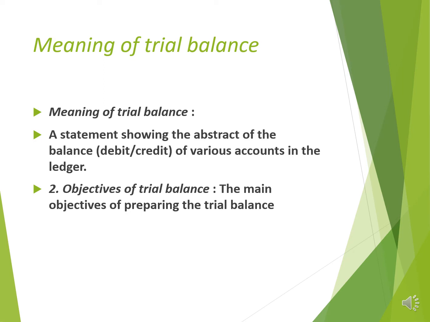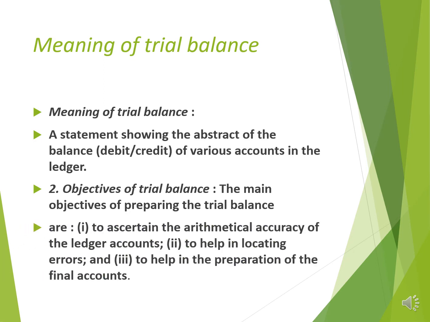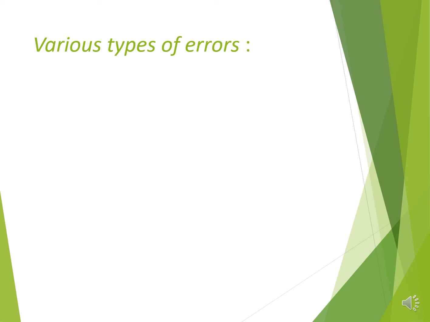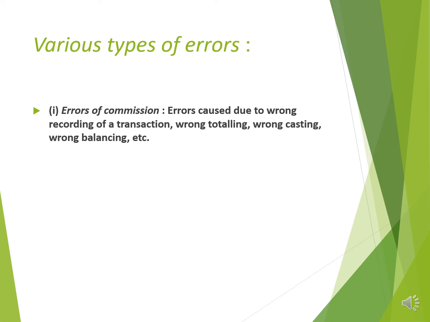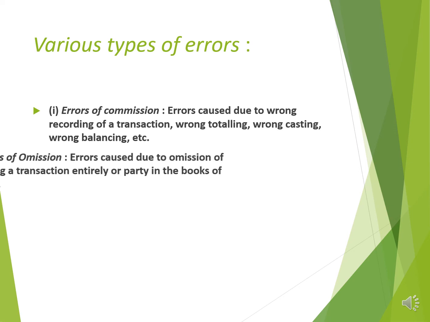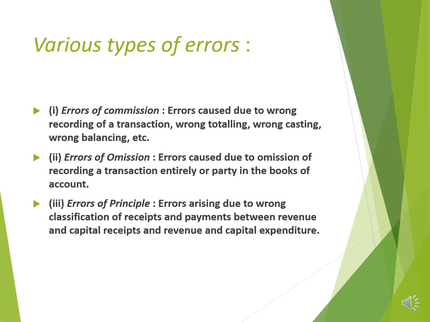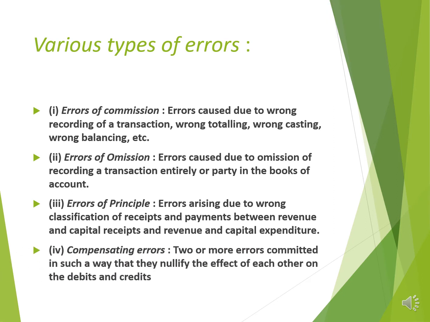There are certain objectives, my dear friend. The main objectives of preparing a trial balance are to ascertain arithmetical accuracy, to help locate errors, and to help prepare final accounts. Various types of errors we have seen and discussed. So there may be errors of omission, errors of commission, errors of principle and compensating errors. So these are all the various errors. Before rectifying them, we must understand them clearly.